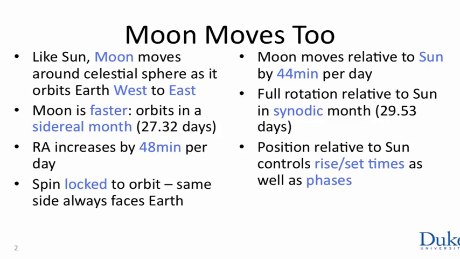The full moon, where the moon is 12 hours of right ascension ahead of the sun, in other words, on the opposite side of the sky, the full moon is the only time that the moon rises at sunset and sets at sunrise.